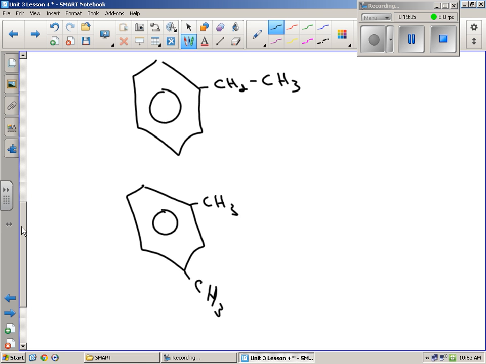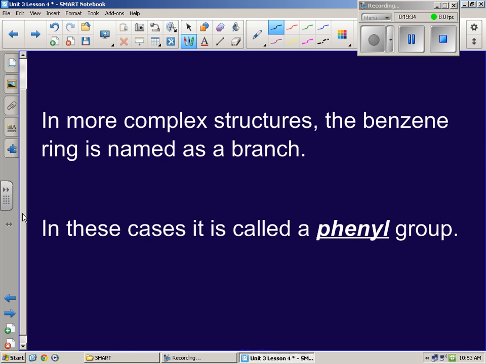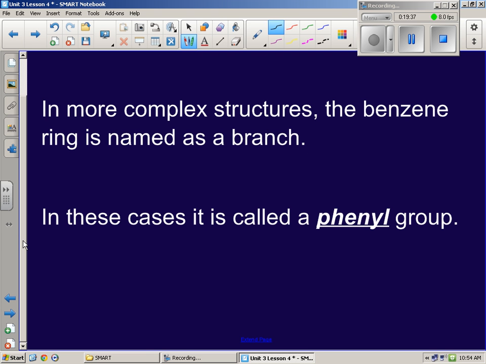Now, in more complex structures, you can add this benzene ring onto a long chain of carbons. So you'll notice here we kind of have, this is the main feature, and of course we have these CH3s coming off there, or that one off of there. Okay, so we can do that, right? We can also do the reverse, where those benzene rings are add-ons to a long chain. Okay, so in more complex structures, the benzene ring is named as a branch, so you can actually put it onto a long chain of carbons. And in this case, we're going to change the name from benzene, because that's not the main feature anymore. We're going to call it what we call the phenyl group. Okay, so that benzene is going to change to what as a name as a phenyl group.